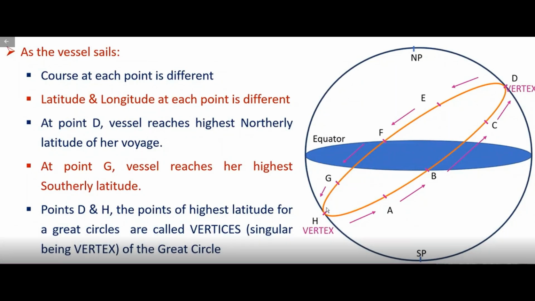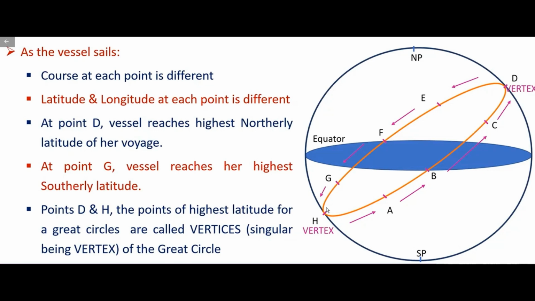Sir, if the vessels sail in the same hemisphere, then do we still have to calculate two vertices or only one? For our calculation, we need only one vertex. So we are not going to find out both the vertices. We will only find one of the vertices. Which one will we find?